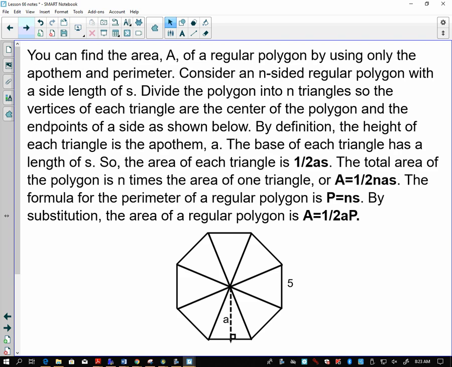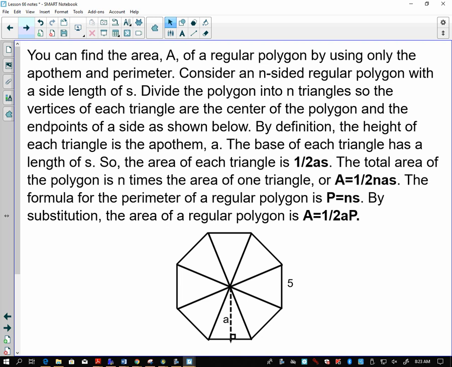Okay. You can find the area, and this is where things get a touch more complicated, but if we're all up to this point together, it should be okay. You can find the area of a regular polygon by using only the apothem and the perimeter. So if we know how to find the perimeter of a regular polygon, we're good. If we know what the apothem is, we're good.